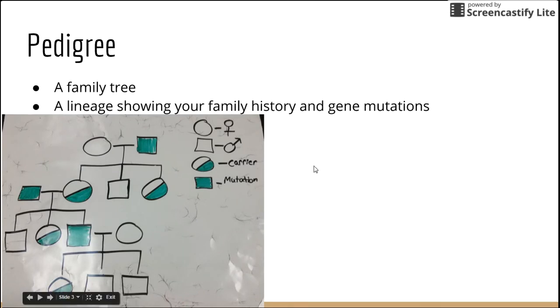In this picture, we see a family tree, a pedigree. It has a carrier of the mutation shown with a circle that's half colored in, and the males with a fully colored in square. We will get to that later on in the presentation.